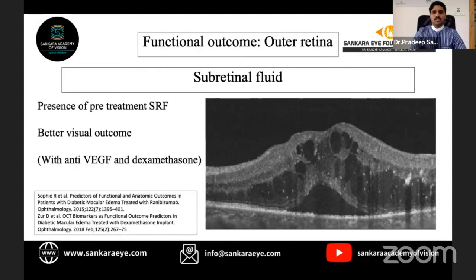Coming to the next biomarker, the subretinal fluid. The presence of pre-treatment subretinal fluid at baseline was noted to be associated with better visual outcome compared to the cases without any subretinal fluid at baseline in the post hoc study of Reed and Rice, whereas a similar observation was not seen in the post hoc analysis of VISTA and VIVID, which evaluated aflibercept in DME. The subretinal fluid has been shown to be a better biomarker of functional outcome in patients treated with dexamethasone implant also. The mechanism is not very well understood.